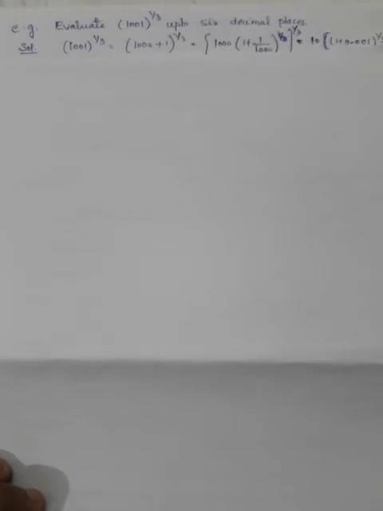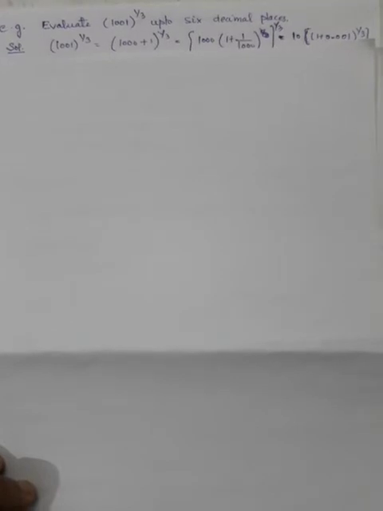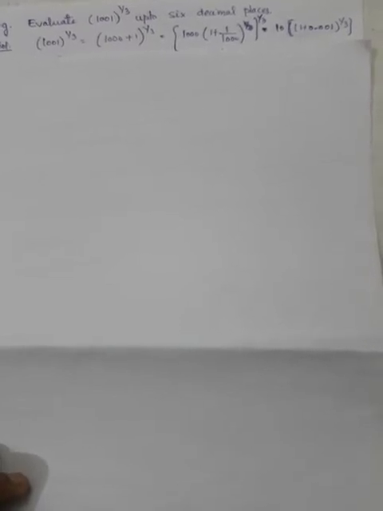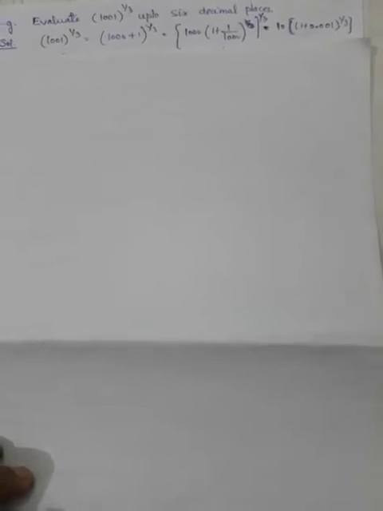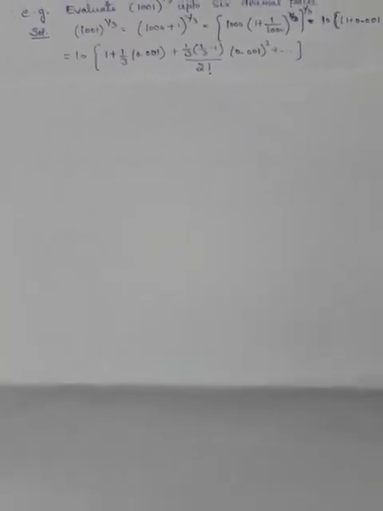and the very first step for it is that I am writing 1001 as 1000 plus 1. Then I will be taking 1000 as common, and I will be left with 1 plus 1 upon 1000 inside the bracket. After taking the cube root of 1000, that is 10, outside the bracket, I will be left with 10 times (1 plus 0.001) to the power 1 upon 3. Here 1 divided by 1000 I have written as 0.001. Then I am going to make use of the binomial theorem.